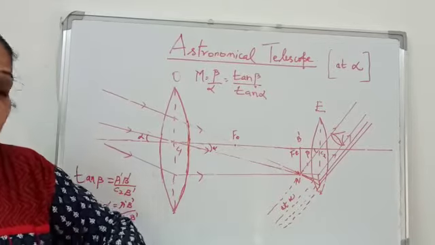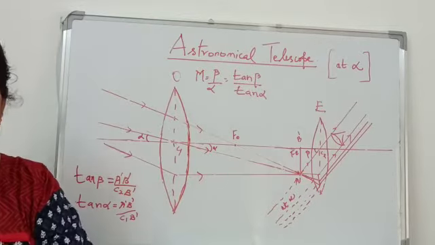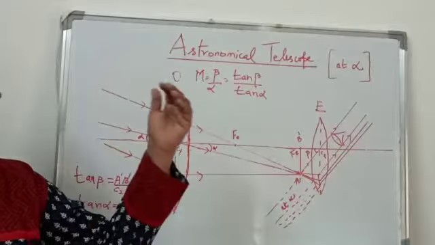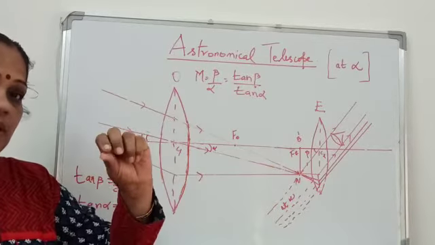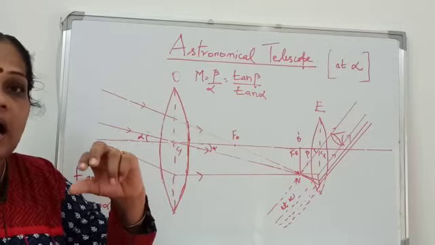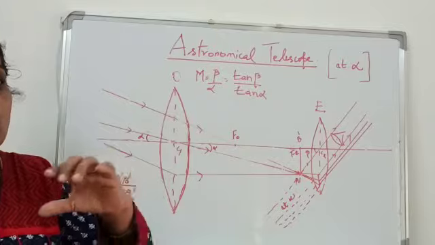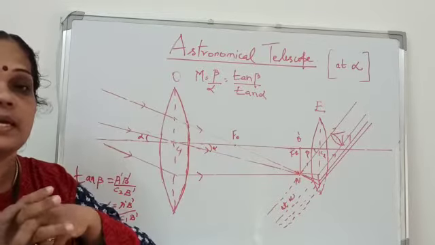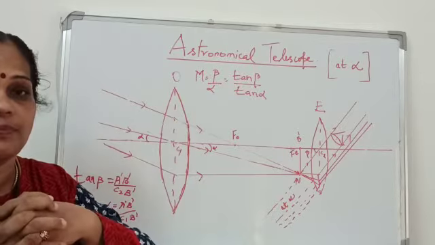It consists of two lenses. One is called the objective lens, of very large focal length and aperture, and an eyepiece of very short focal length and aperture. These two lenses are fixed coaxially at the two ends of two tubes, and the distance between the two tubes can be adjusted using a rack and pinion arrangement.